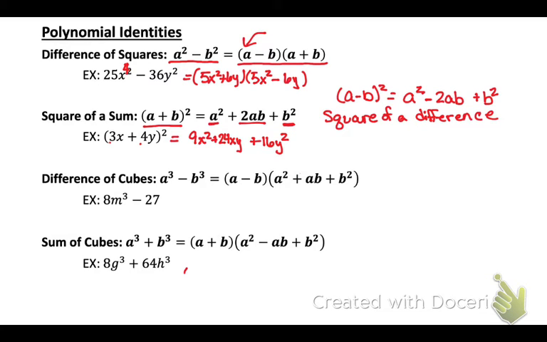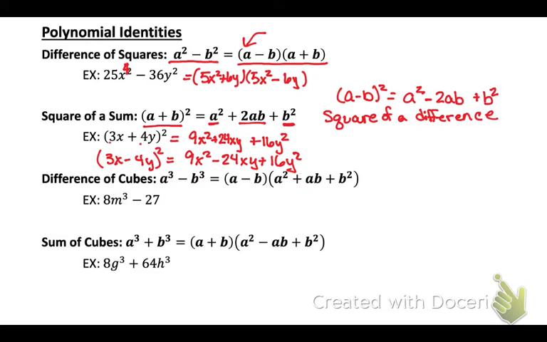What would my answer be if I have 3x minus 4y squared? It would just be 9x squared minus 24xy plus 16y squared. Again, why is that last term always going to be positive no matter what? Because two negatives multiplied together is a positive.